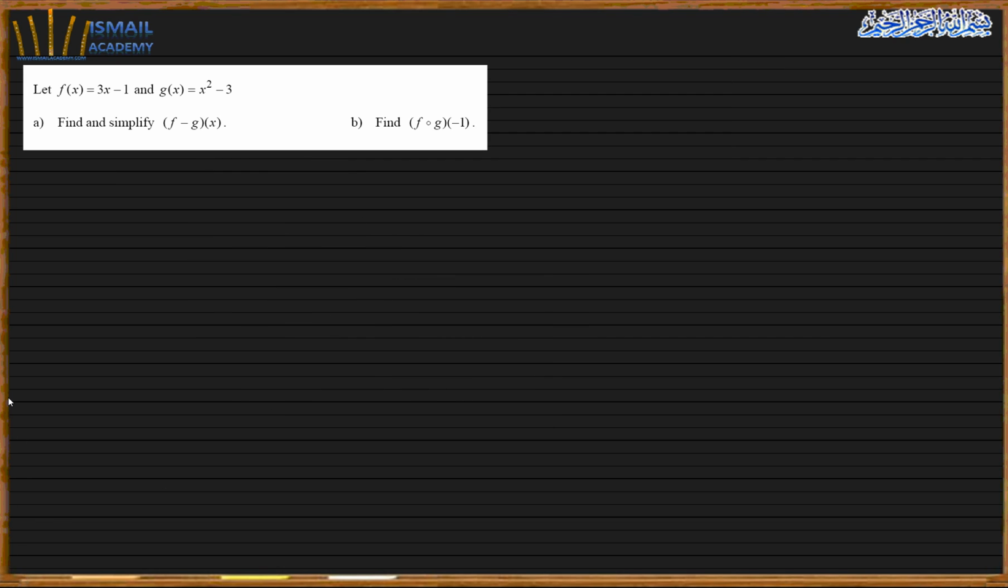Here let f of x equal 3x minus 1 and g of x equal x squared minus 3. Here they ask you to simplify f minus g of x. f minus g of x is the same thing as f of x minus g of x. It is the same notation, the same expression. What you do is take the first one minus the second one. You don't do anything else.